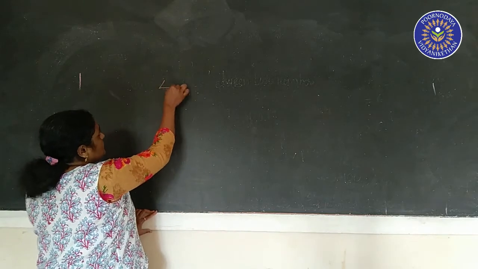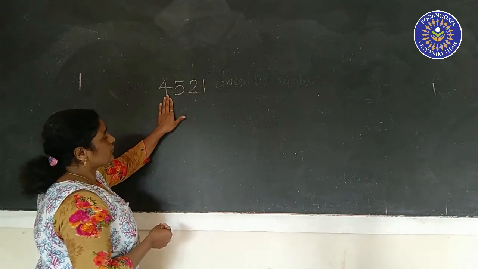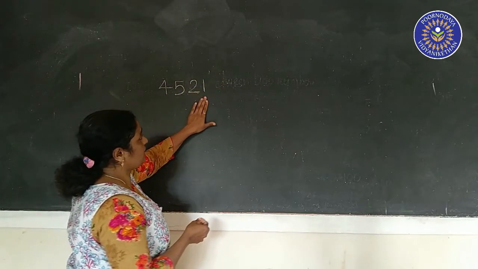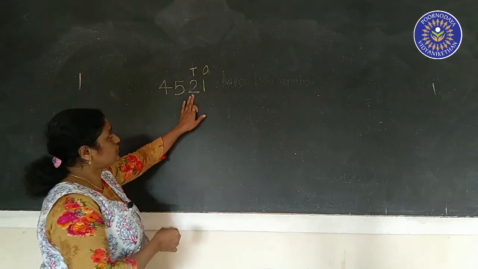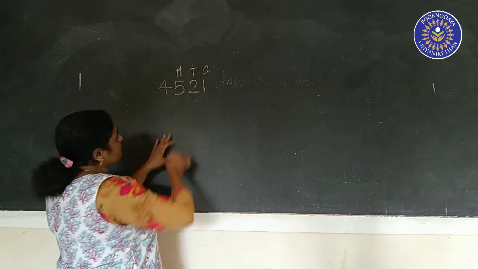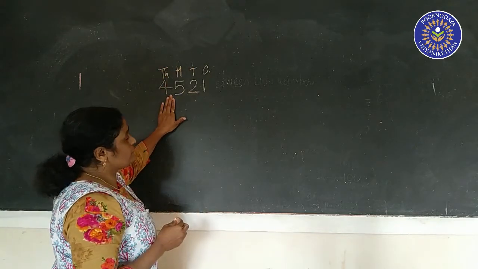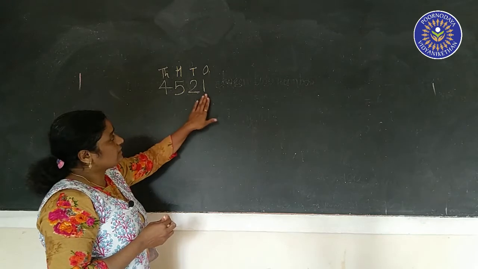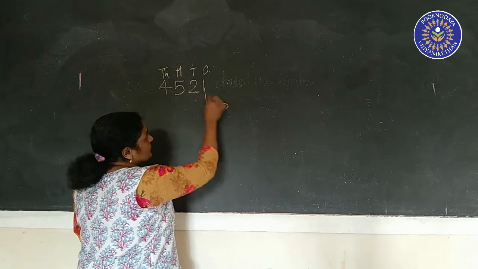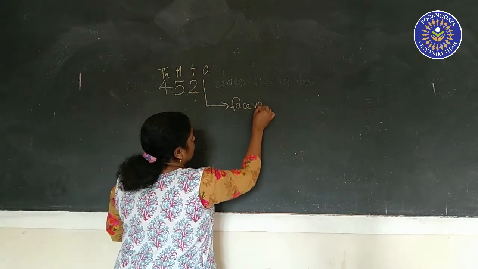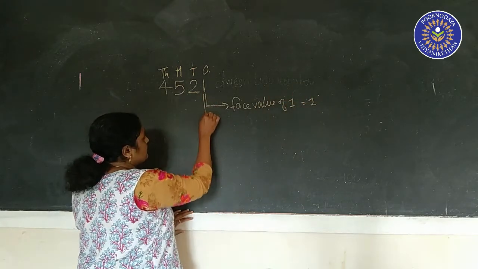Going to write a number, 4521. How we will read this? 4521. In ones place there is 1, tens place 2, hundreds place 5, and in thousands place there is 4. How we will write the face value and place value of this number? Here face value of 1. Face value of 1 is 1 itself. What is the place value of 1?